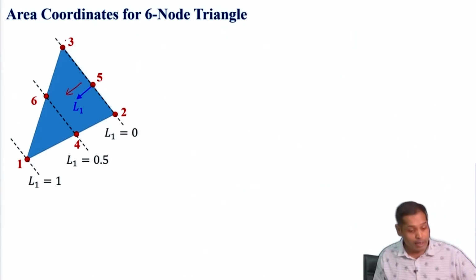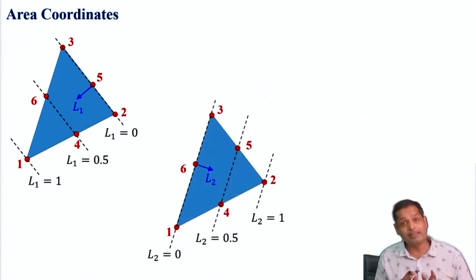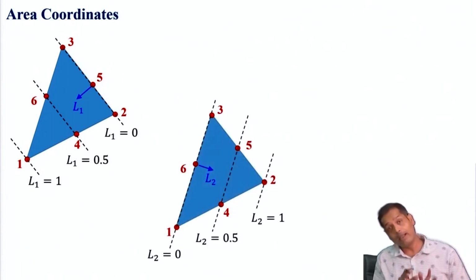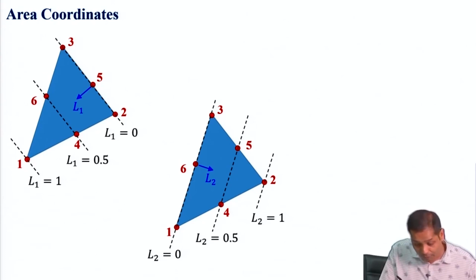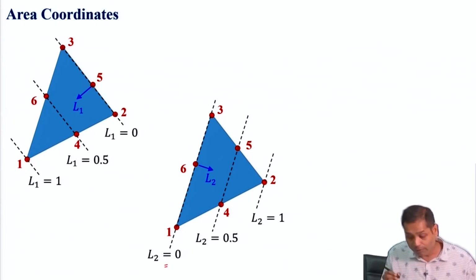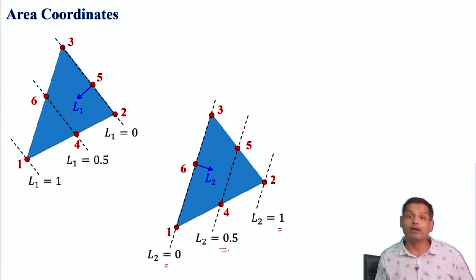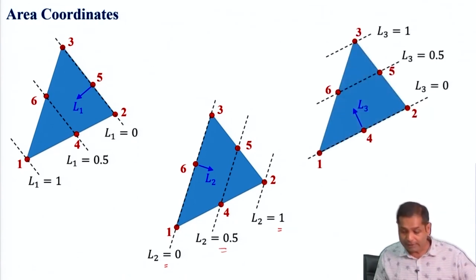Now, similarly, we can have the same thing for L2 as well. L2 will start from this line. So here L2 will be 0, at node number 2 L2 will be 1, and in the middle node L2 will be 0.5. Similarly, we can have L3 equal to 1 here, L3 equal to 0.5 here, and L3 equal to 0.